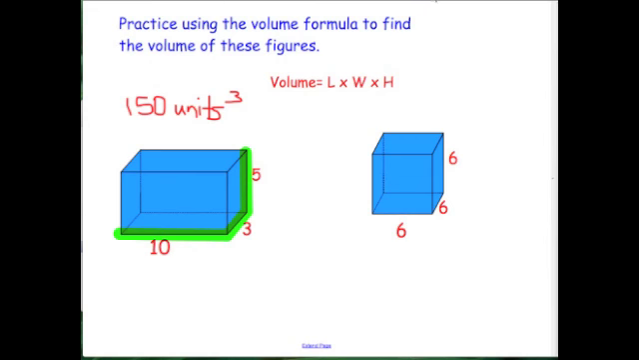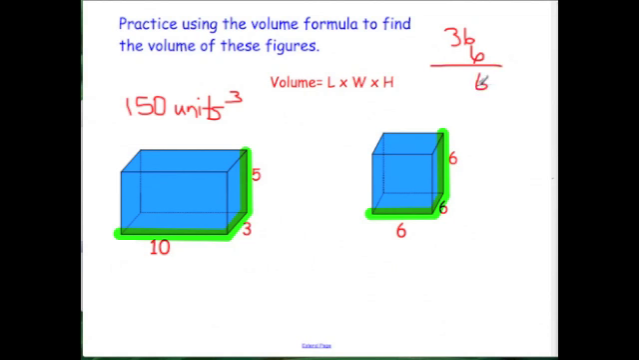Now we come over to this example. Let's first find the length, the width, and the height. So we see the length is 6, the width is 6, and the height is also 6. So you see that 6 times 6 is 36. Then we have to multiply it by 6 again because we have to multiply our height. So times 6. We just said 6 times 6 is 36.